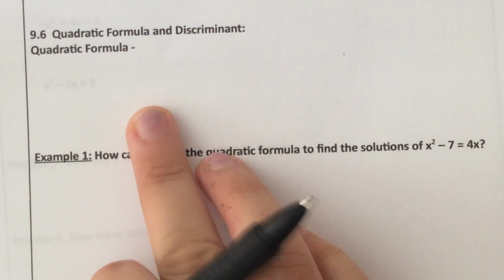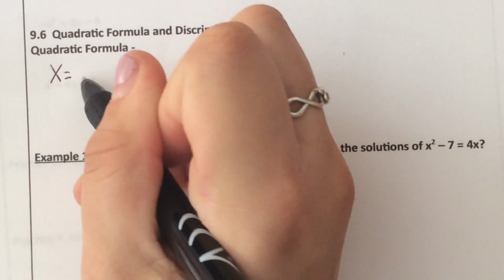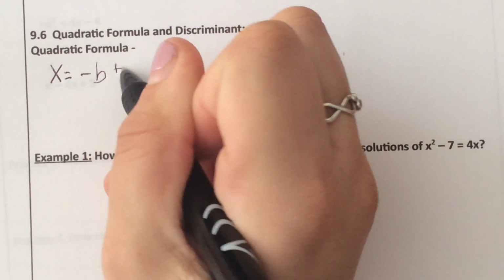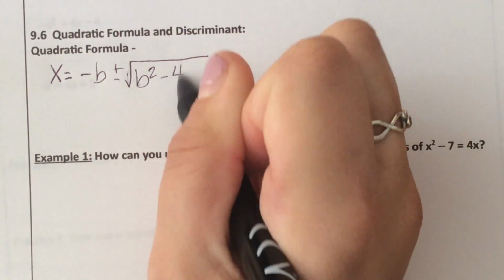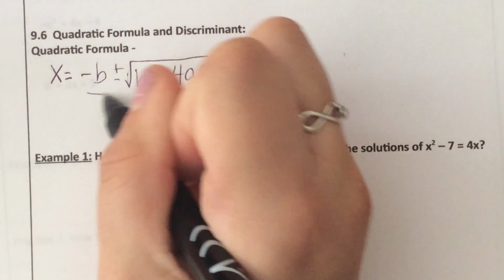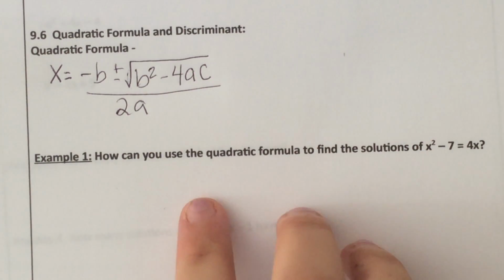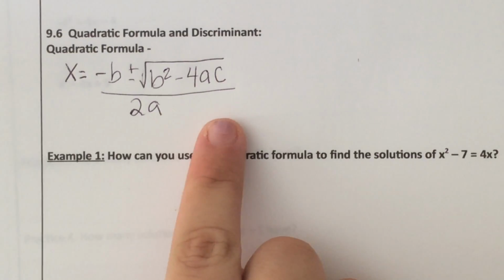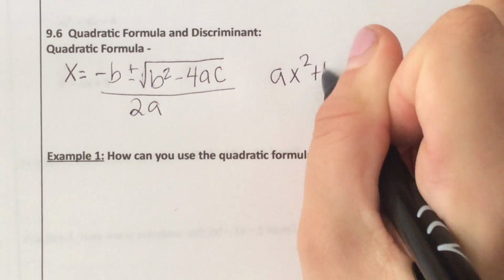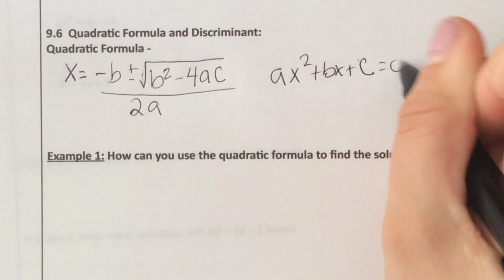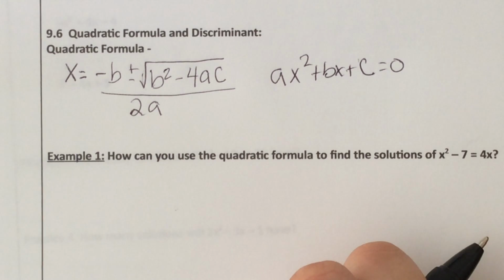So our quadratic formula, as we remember, is x equals, and they say negative b. You can also say the opposite of b, plus or minus the square root of b squared minus 4 times a times c, all over 2 times a. Now, we use this for quadratic equations that look like ax squared plus bx plus c, and then remember we've been equaling it to 0. So that's where we get the a, b, and c from.